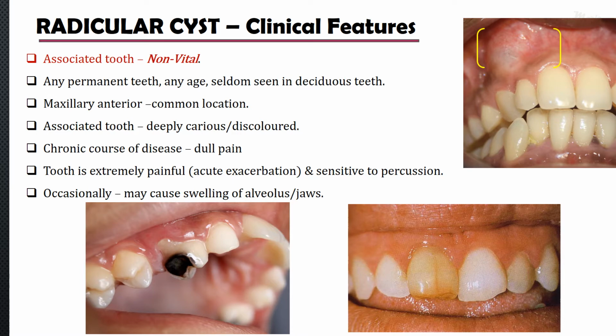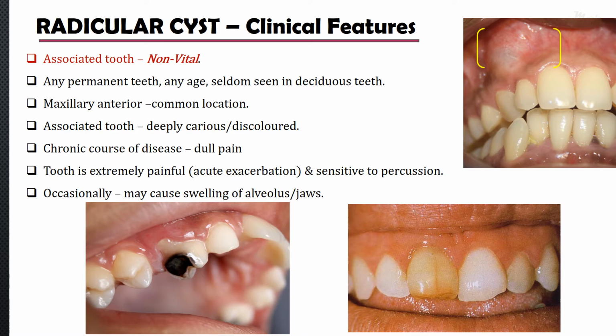Also, the associated tooth may be deeply carious. The posterior teeth are more commonly affected with caries, and that is the reason why the second most common site for radicular cyst is the posterior region.